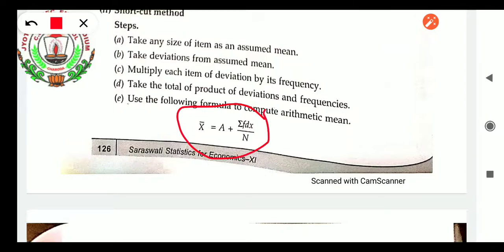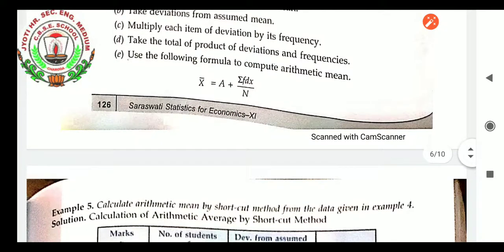But there f was not there. Sum of dx upon n was there. Here, sum of f dx, as the discrete series has frequency, so it will be sum of f dx upon n. You are familiar with this, it was also explained in the individual series. Assumed mean: in the shortcut method and step deviation method, we are taking an assumed mean. Any one number from the x values we will take as the assumed mean, and from that we will deduct the x value, and we will get the dx.